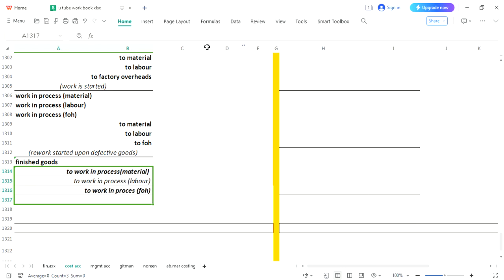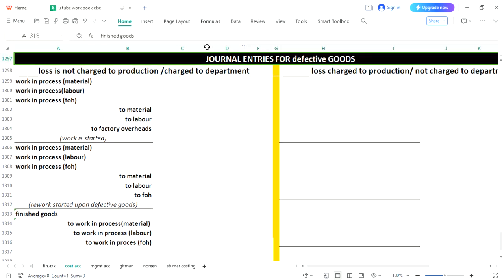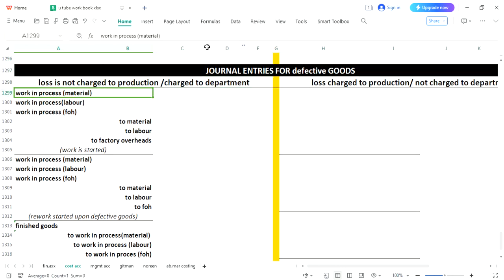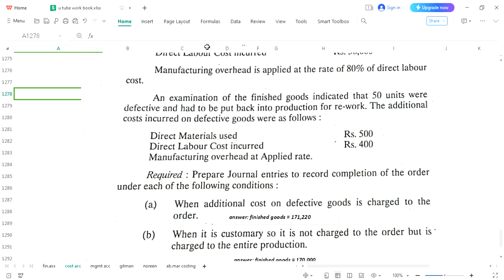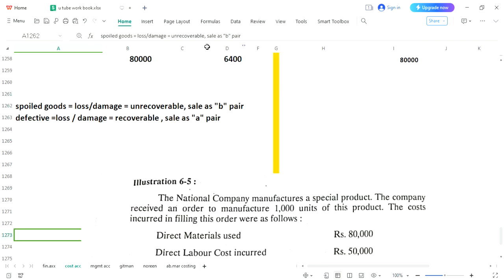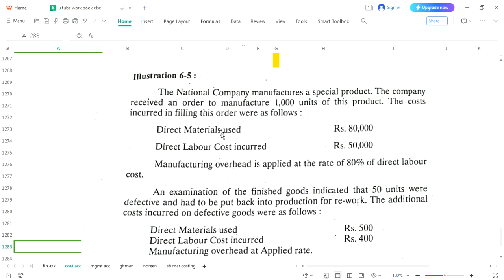And how we will put amounts? We will go upside and complete first entry. For this we will go in our question. Here, national company introduction. The company received order to manufacture 1000 number of units. So units are already present.